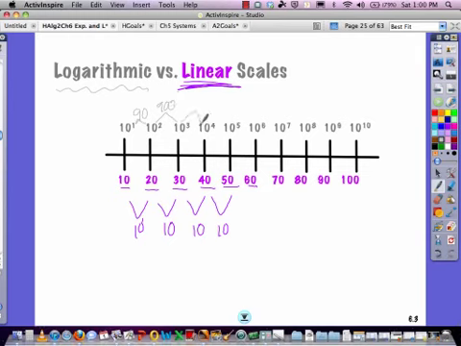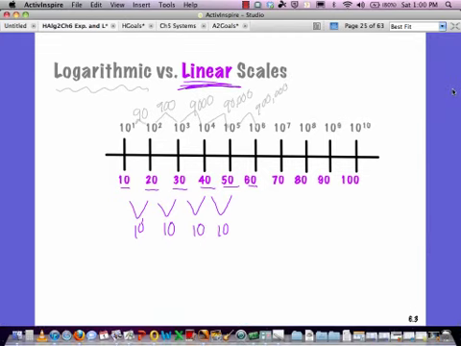10 to the fourth would be now 10,000. 10,000 take away 1,000 gives you 9,000. And the pattern that's established, the next one is going to be a difference of 90,000. Then 900,000. So these things are going up very, very fast compared to our linear scale. The difference is that logarithmic scales change exponentially going up, versus the other one, which has that constant difference.